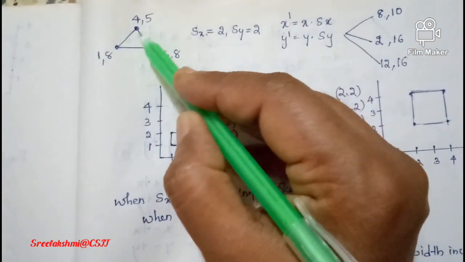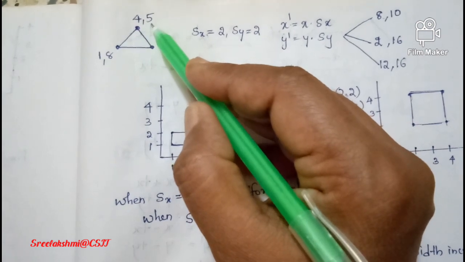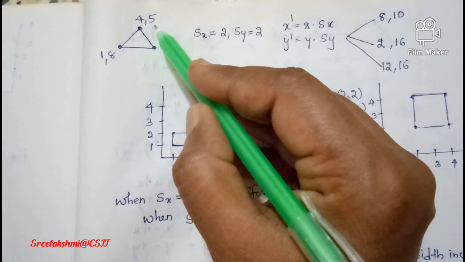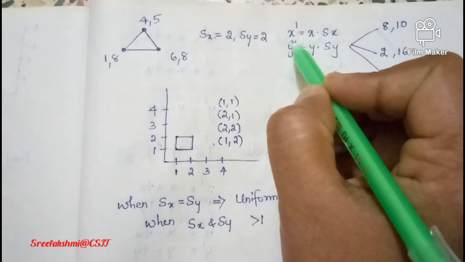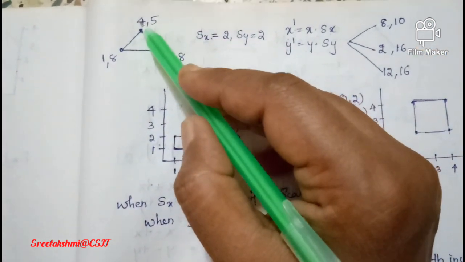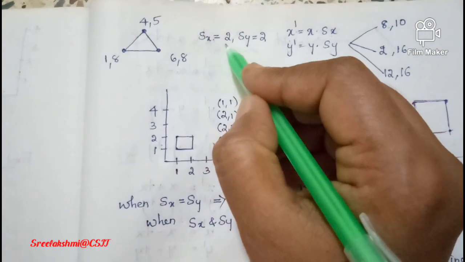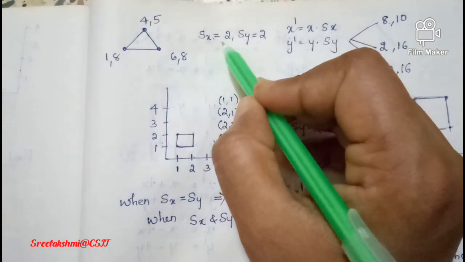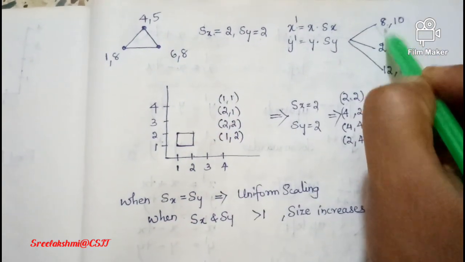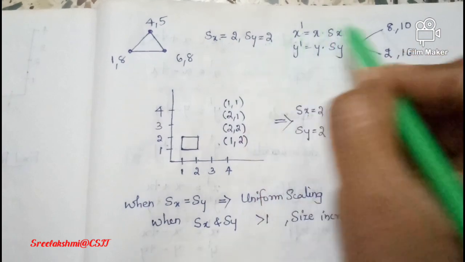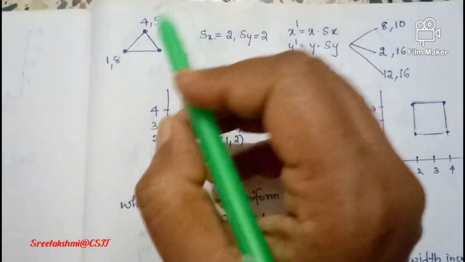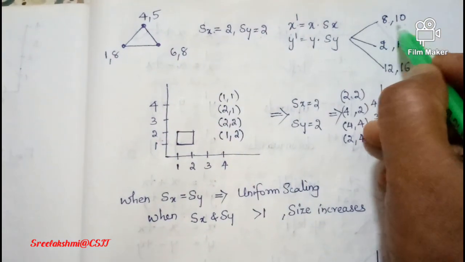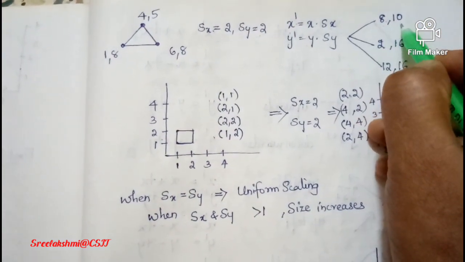Let us first scale the point 4, 5, where the value of x is 4 and the value of y is 5. To get the new position x dash, we have to multiply x with Sx and y with Sy. So 4 into 2 we get 8 and 5 into 2 we get 10. Before scaling the position was at 4, 5 and after scaling the new position will be at 8, 10.